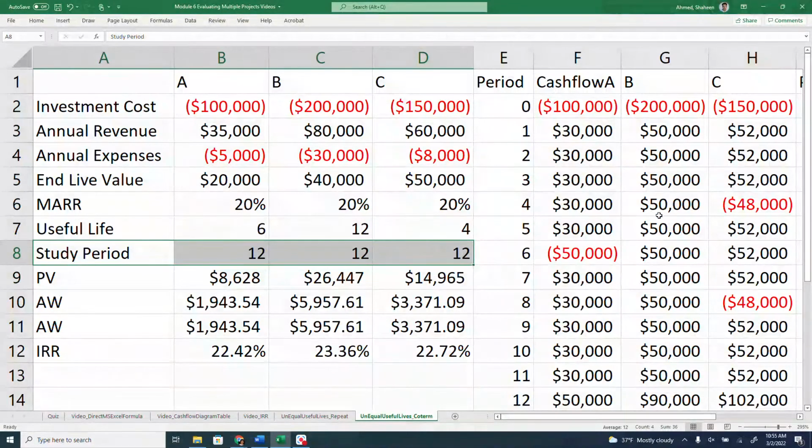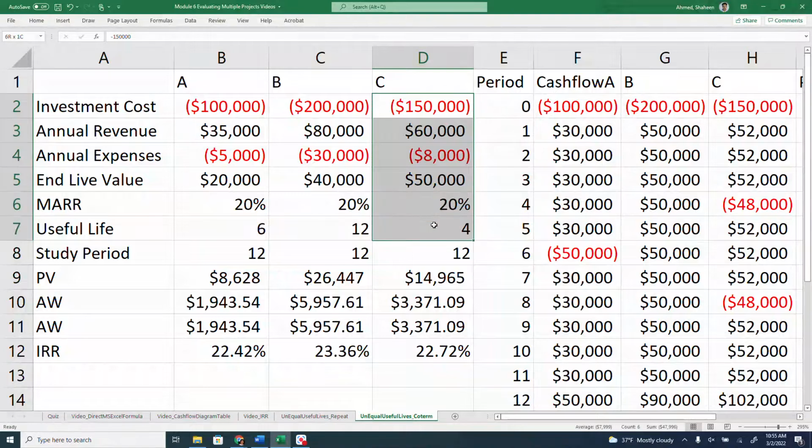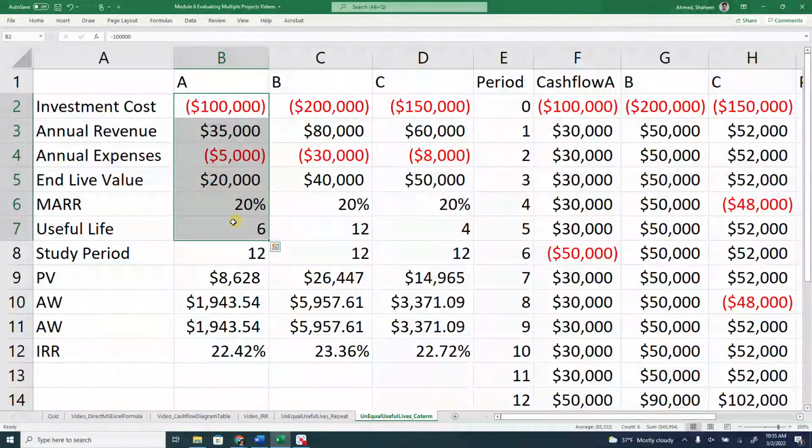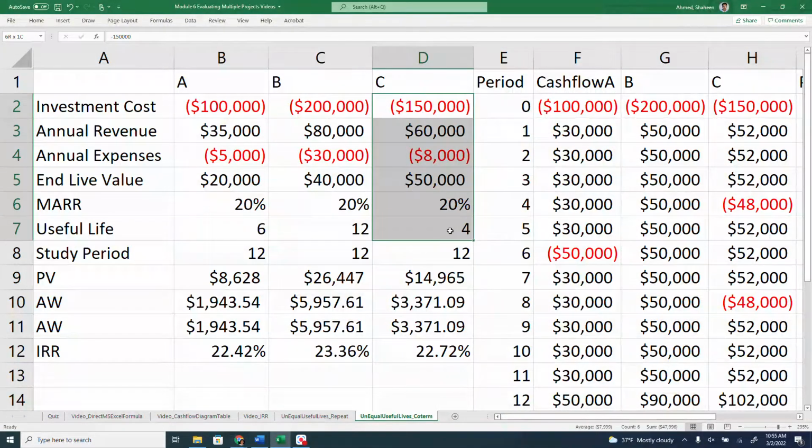So the idea of repeatability is basically every 4 years you reinvest that project C until you go up to a common study period, which is 12 years. In this video, we'll be talking about the co-termination assumption. So we'll assume that project A will end at 6 years, and project C will end at the 4th year. However, even though project C ends at year 4, it will continue. We'll assume that the money will be reinvested at the same rate, 20%, and it will continue up to 12 years. Same thing for A.